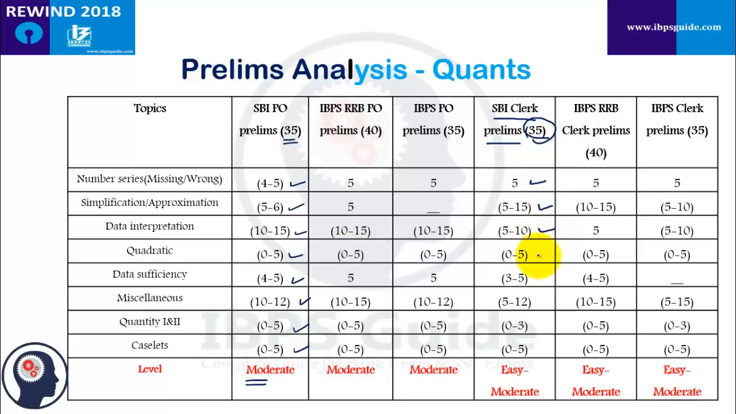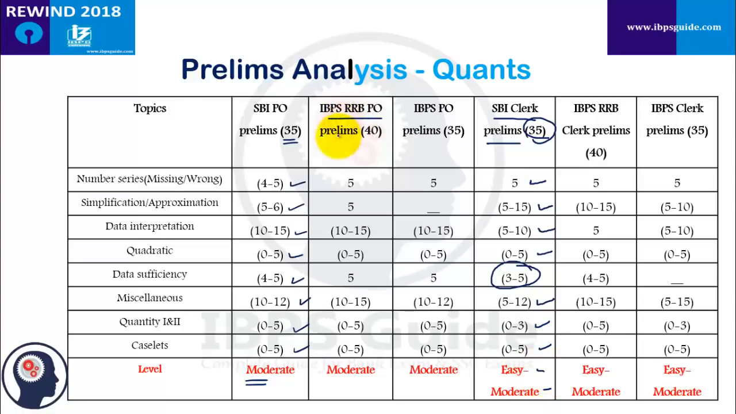In quadratic equations, in some slots the topic is asked, so 0 to 5 questions. If it is asked, 5 questions will be there. Data sufficiency: 3 to 5 questions. This topic is from mains level, so in SBI Clerk, if it comes, only 3 or 5 questions will be there. Miscellaneous application sums: 5 to 12 questions. If quantity-type questions come, then 3 questions will be there. If Caselet comes, then a set of 5 questions will be there. The level of the SBI Clerk prelim is easy to moderate in the quant section.